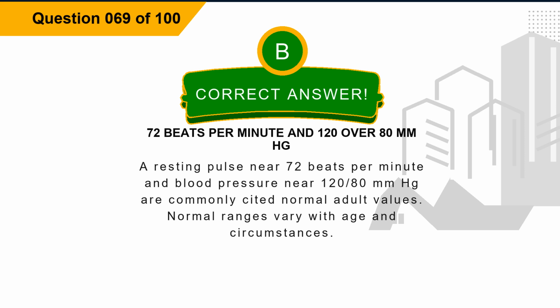Explanation: a resting pulse near 72 beats per minute and blood pressure near 120/80 mm Hg are commonly cited normal adult values. Normal ranges vary with age and circumstances.